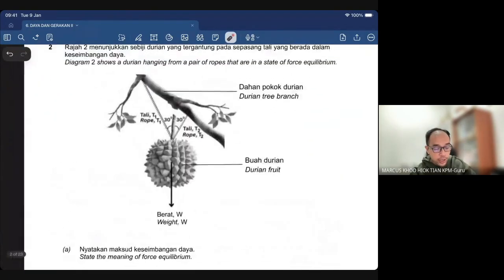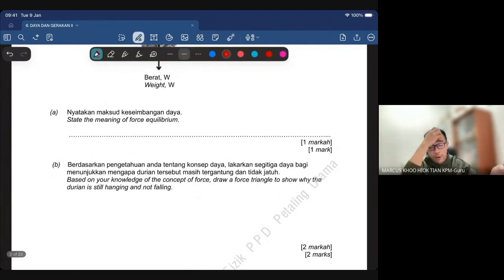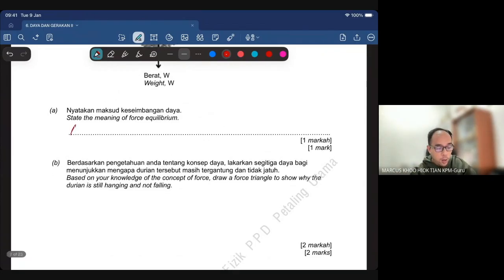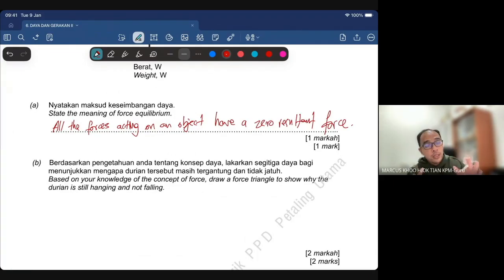So the first question is to state the meaning of the equilibrium of forces. The equilibrium of forces is a situation where all the forces acting on an object have a zero resultant force. Based on your knowledge of the concept of force, draw the force triangle to show why the durian is still hanging and not falling.